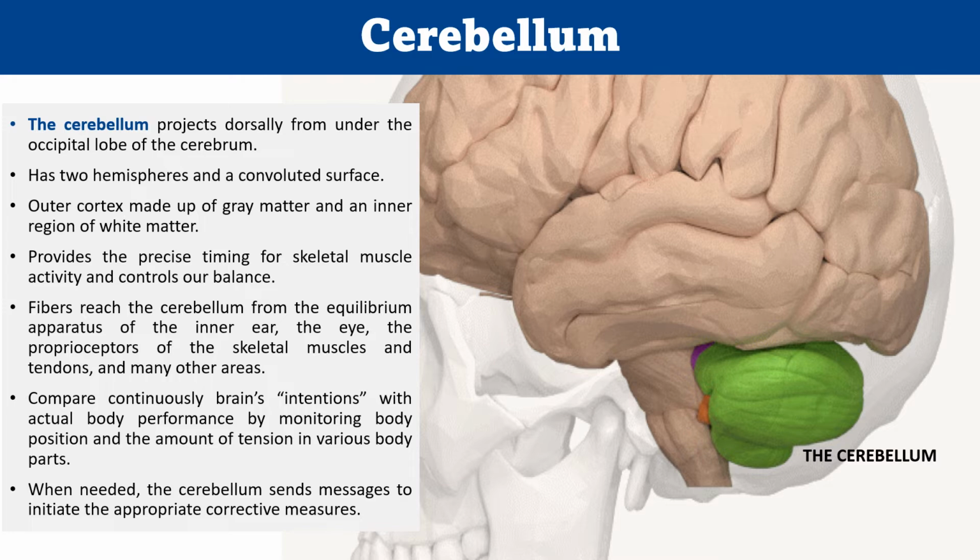Fibers reach the cerebellum from the equilibrium apparatus of the inner ear, the eye, the proprioceptors of the skeletal muscles and tendons, and many other areas. It continuously compares the brain's intention with actual body performance by monitoring body position and the amount of tension in various body parts. When needed, the cerebellum sends messages to initiate the appropriate corrective measures.